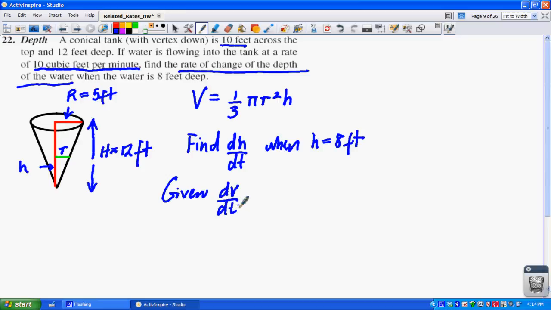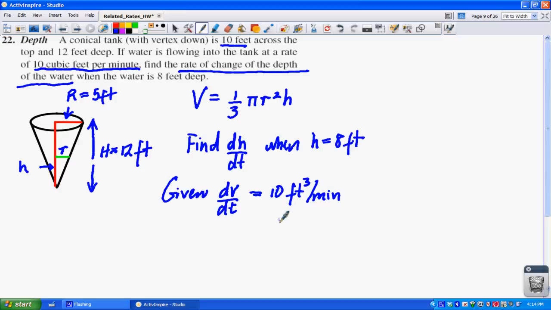They're giving you the rate of change of the volume of water that's flowing into the tank. So they're giving you dV/dt, and water is flowing at a constant rate of 10 cubic feet per minute. Let's write on the units for now so we can remember what units we're dealing with.